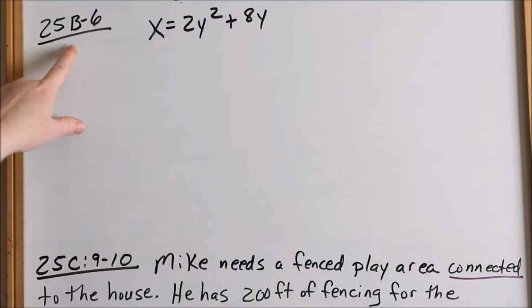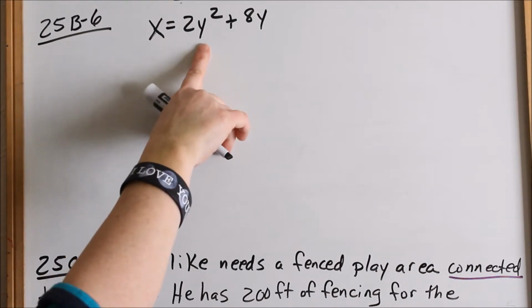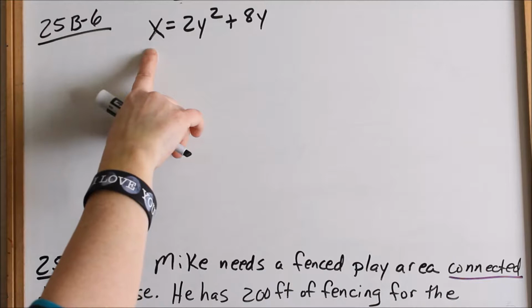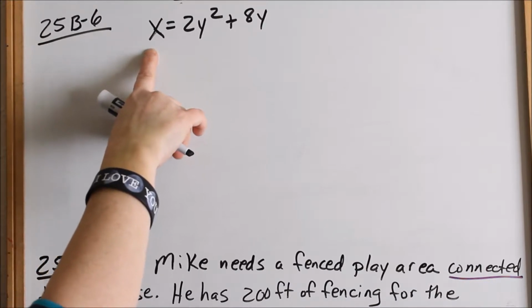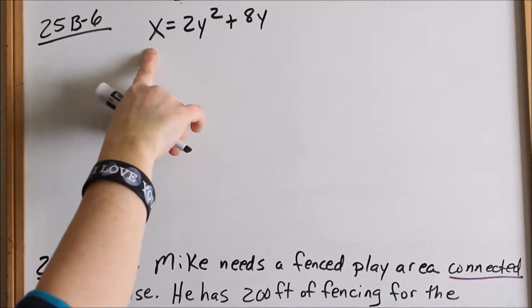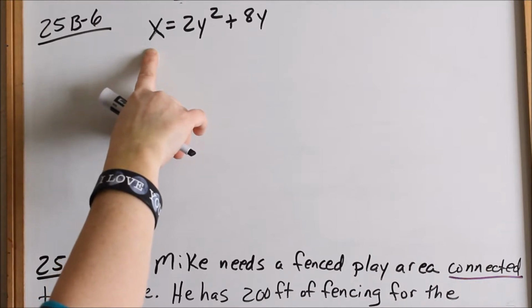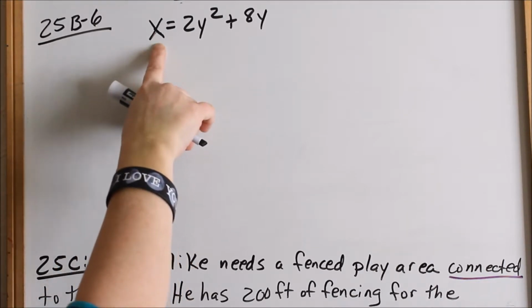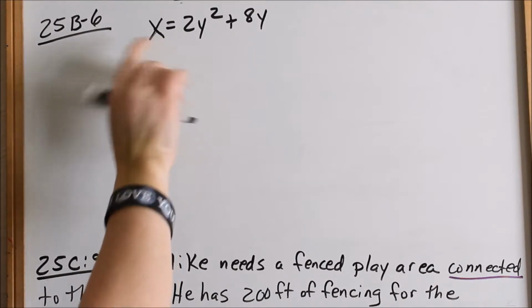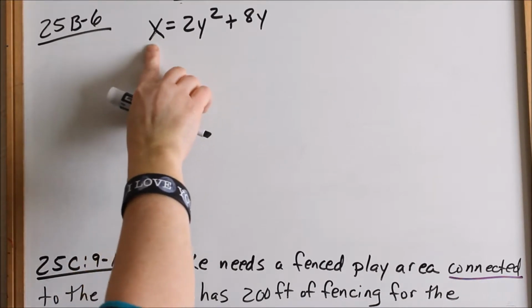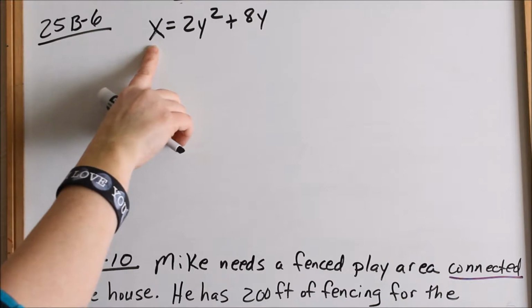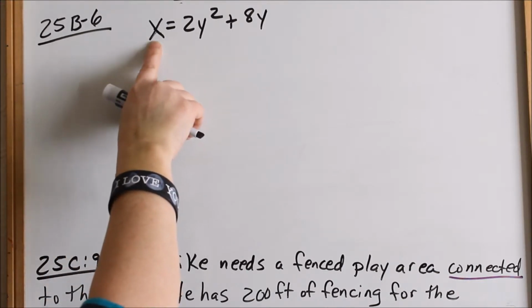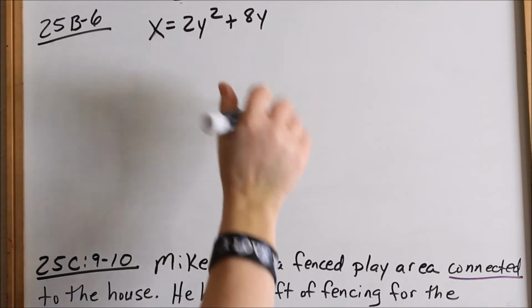Okay, we're looking at 25b6. So when y is squared and x is not, that tells me it's a right-left parabola. I believe that this might be the only right-left parabola in this lesson, but I'm not 100% guaranteed. But anyway, I'm going to do a right-left parabola for you just as an example. It's already in the form where x is on one side and everything else is on the other side.